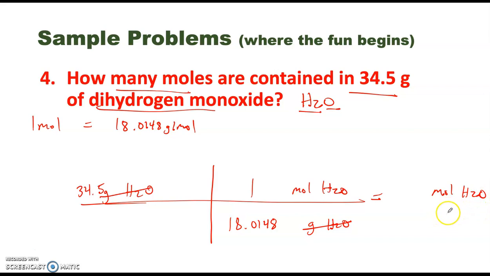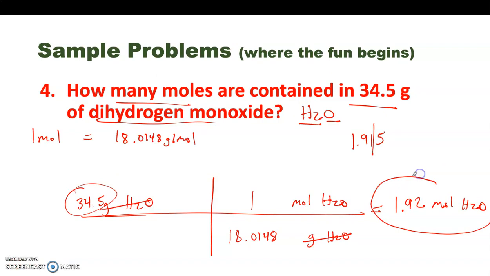And if I divide this out, give me a second to get my calculator here. Hold on, 34.5 divided by 18.0148. I end up with, I'll write it up here, 1.1915. I only have 3 sig figs to work with here, so I have to cut this off here. I'm going to round this up to 1.92 moles of water. And that would be my final answer for a mole conversion.